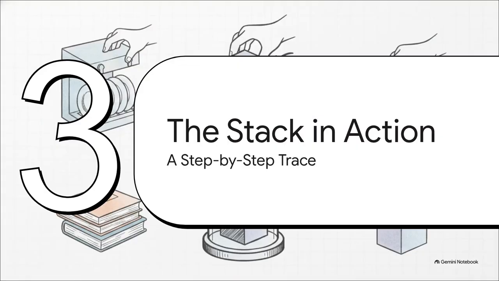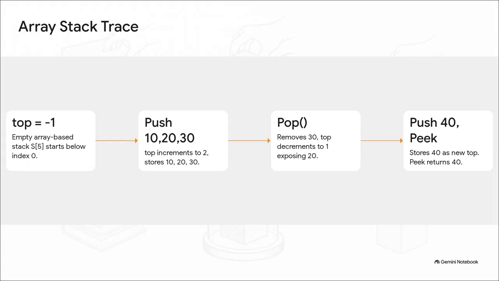All right, section 4, the stack in action. Let's actually walk through a concrete example so you can see this in motion. Imagine an array-based stack that has a max capacity of 5 items. We'll call it S5. In step 1, our initial state is completely empty. To represent that, our top index is set to -1. It's below 0, meaning nothing is in there yet.